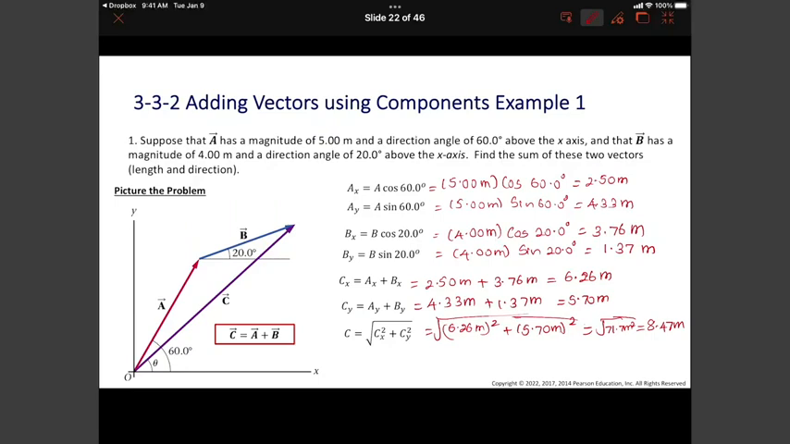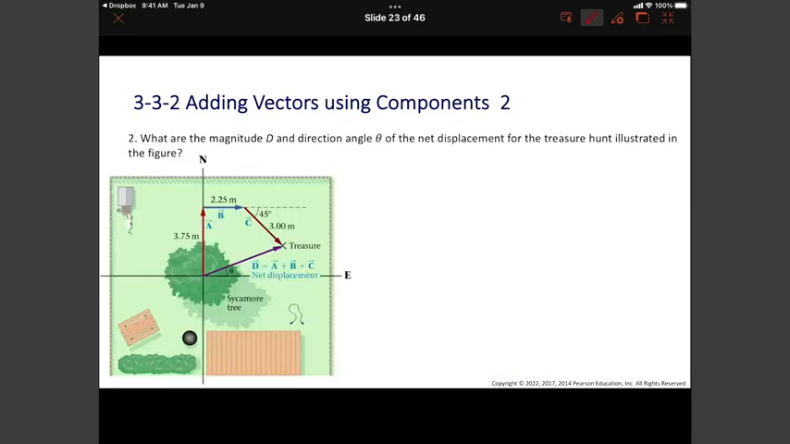And the direction of the resultant vector, again, tan theta is equal to Cy over Cx. Therefore theta is equal to tan inverse Cy over Cx, which is equal to tan inverse of Cy, 5.70 meter, over the x component, 6.26 meter, and it is equal to 42.3 degrees. So that's how we add vectors using components. Let's see one more example.